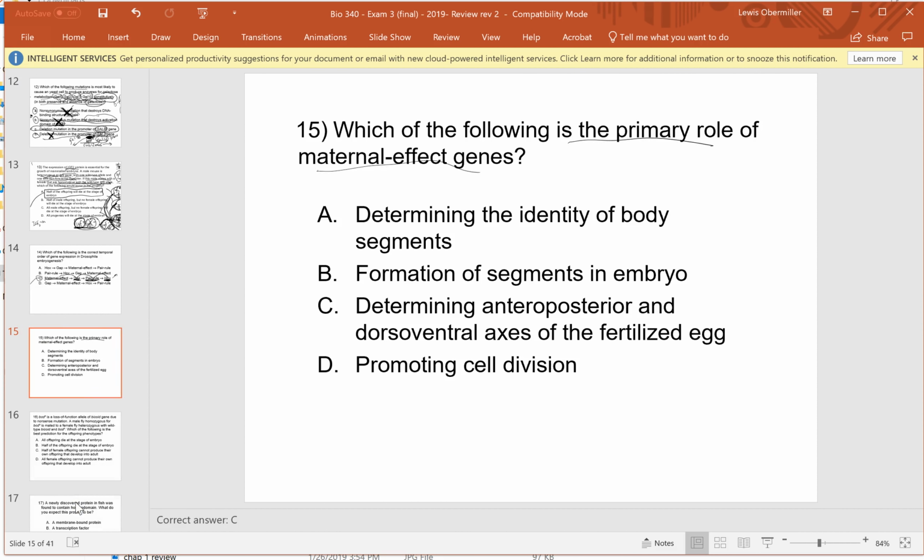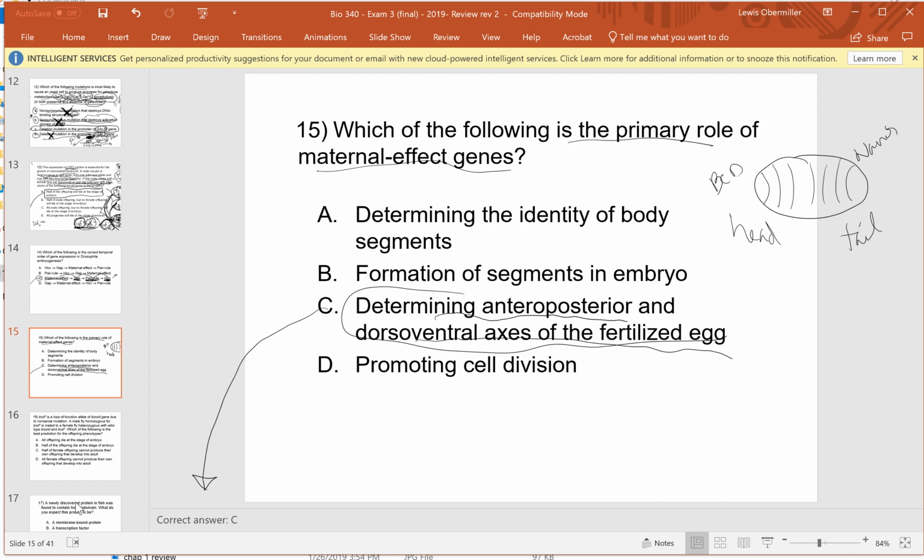Primary role of maternal effects genes. So maternal effects genes are bicoid and nanos, and they set up a gradient that causes head and tail formation. So they're determining the posterior and ventral axes of the fertilized egg.